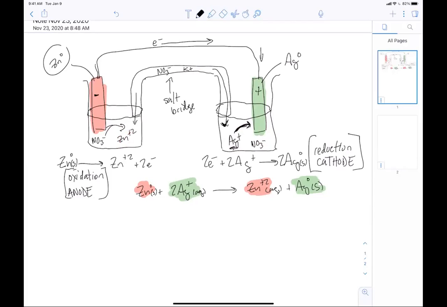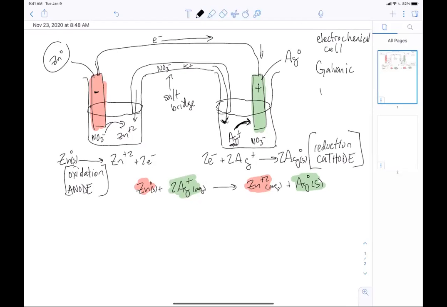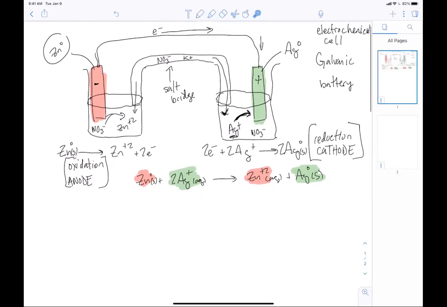So we refer to this as an electrochemical cell. You'll also see it called, I should probably capitalize, a galvanic cell after some dude named, I don't know, Galvin. Or you might call it a battery. So when your battery is all charged up, this is what's happening to power your electronics.